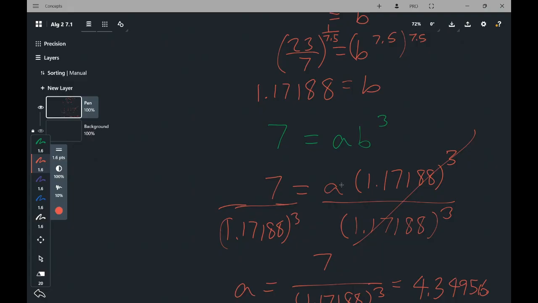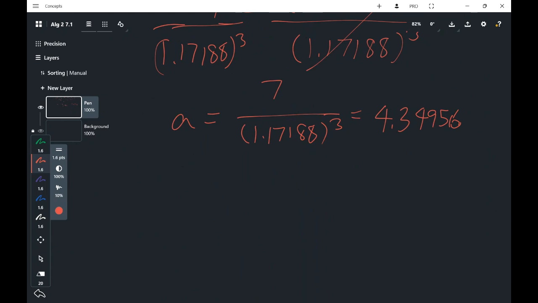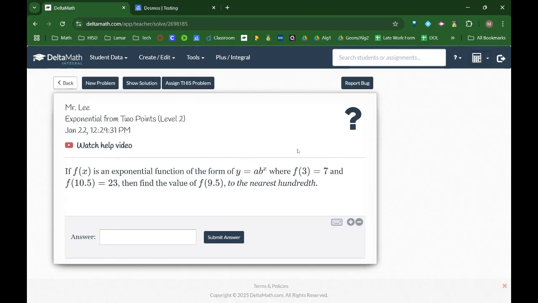We want it to the nearest hundredth, so our answer is 19.6. If I want the nearest hundredth, I'm going to take 3 digits after the decimal. I'm going to look to the right. 6 is 5 or bigger, so that means this 2 becomes a 3, and that's our answer: 19.63.